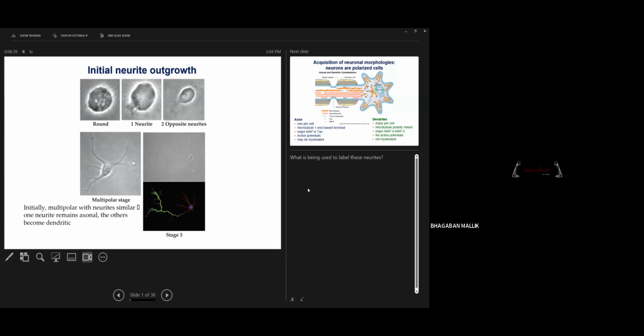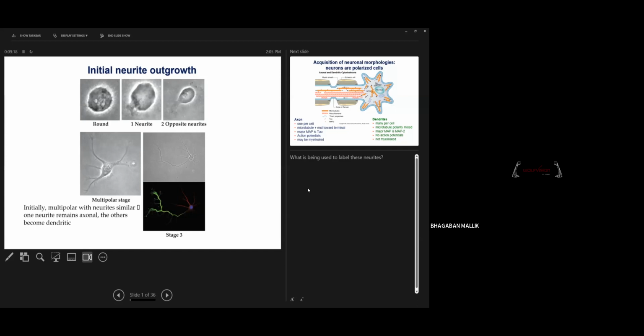From this multipolar stage, one of the neurites develops into a long process called the axon, and the other neurites remain as dendrites. We'll come to know what factors regulate axon growth, and how one neurite becomes the axon while the other neurites remain dendrites. Here is a cell showing multipolar morphology, having many neurites. When they become a fully formed neuron, one of these neurites elongates and becomes the axon, and the other neurites remain as dendrites. And this is the cell body.